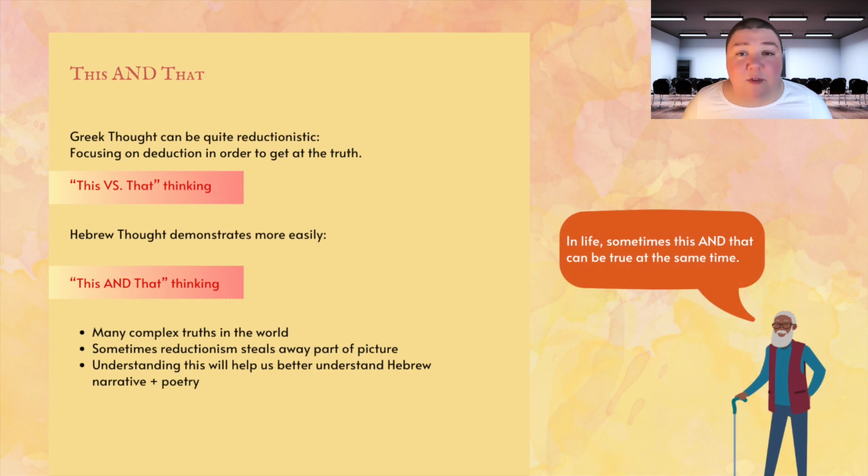Our next point comes back to a difference between Hebrew and Greek thought. I'm putting it this way because Hebrew thought represents much of the Near Eastern ancient worldview, and Western philosophy, as we said, was a product inherited from ancient Greek thought or philosophy. So another difference is that Greek thought can be quite reductionistic and focus on deduction in order to get at the truth, which we might describe as this or that kind of thinking. Either this is true and factual and real, or that is true and factual and real.